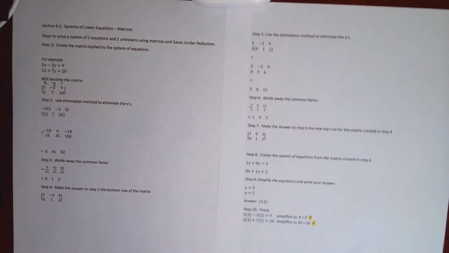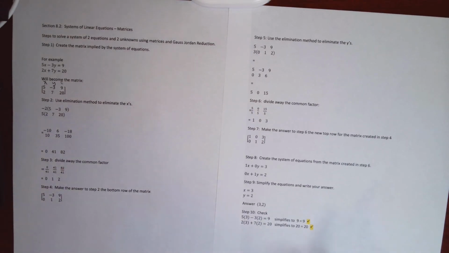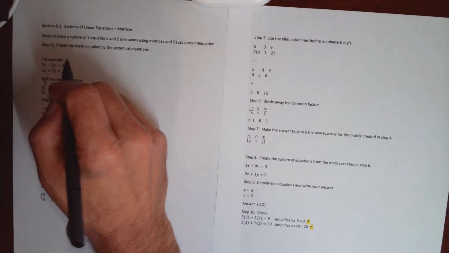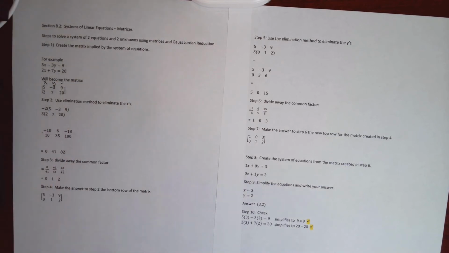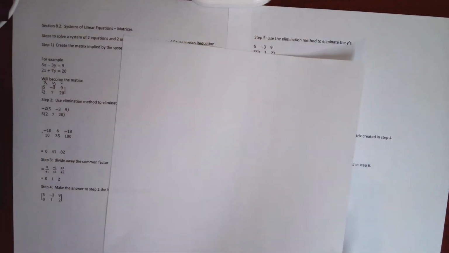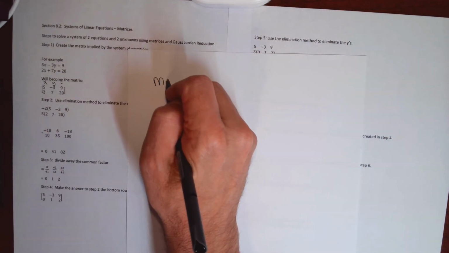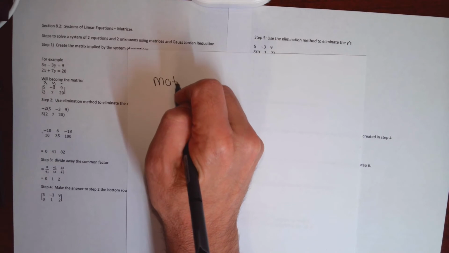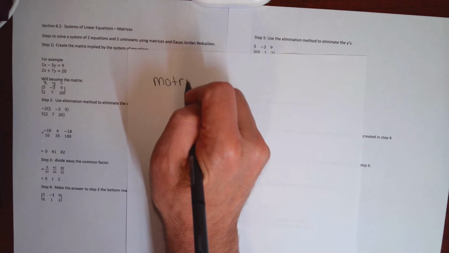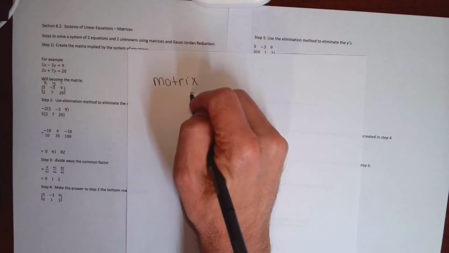So in section 8.2, we're going to essentially learn how to solve systems of equations using tables that we call matrices. A matrice is essentially just a table. Usually I fill up the table with numbers. Let me just draw some pictures before I get started. This would be an example of a matrix. Matrice is plural of matrix.